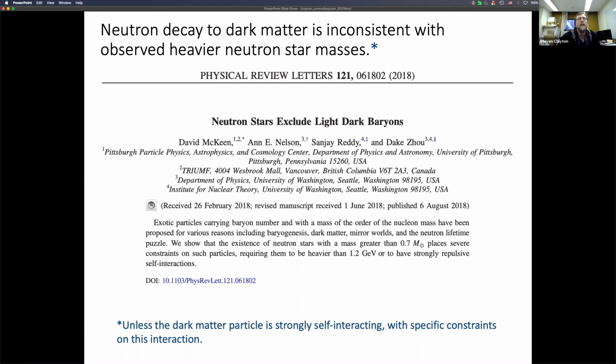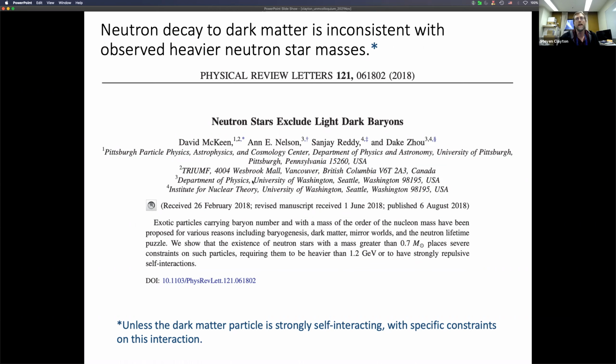The other reason to question that proposal is that neutron decay to dark matter is probably inconsistent with observed heavier neutron star masses. I put an asterisk because you can always work around that. The asterisk basically is unless the dark matter particle is strongly self-interacting with specific constraints on this interaction, and that's probably what Grinstein talked about a couple months ago.